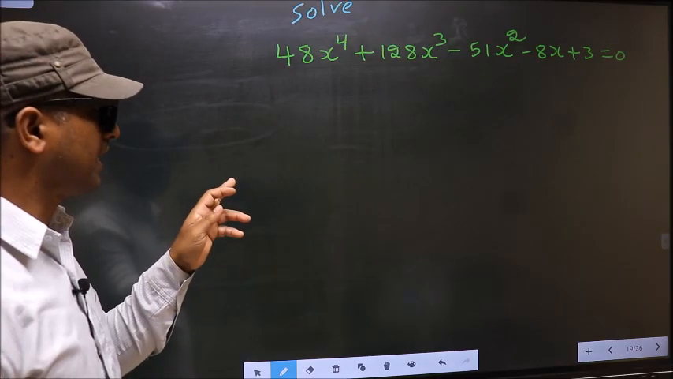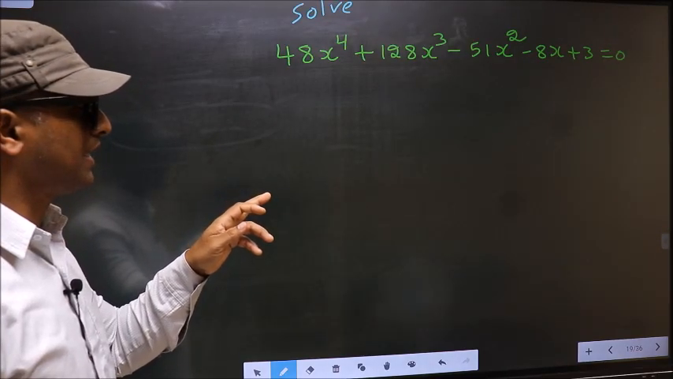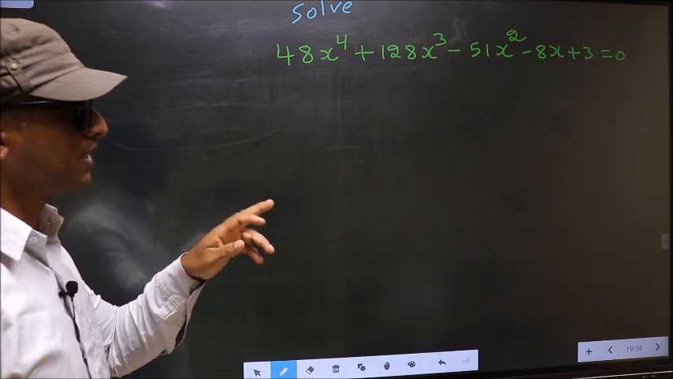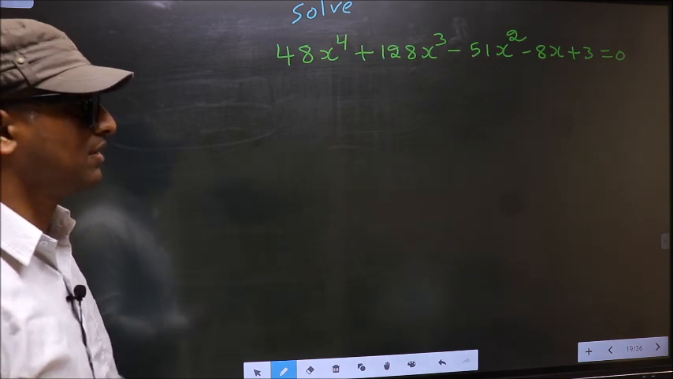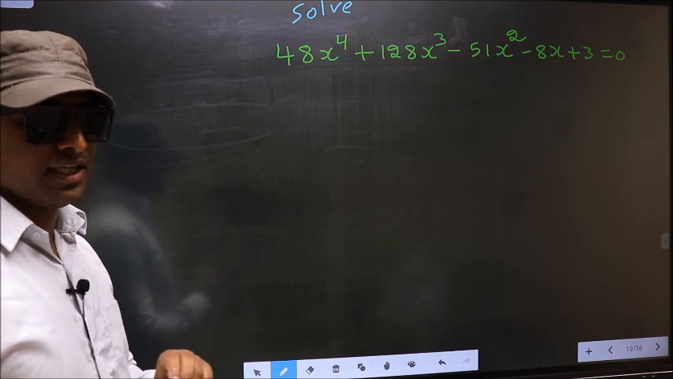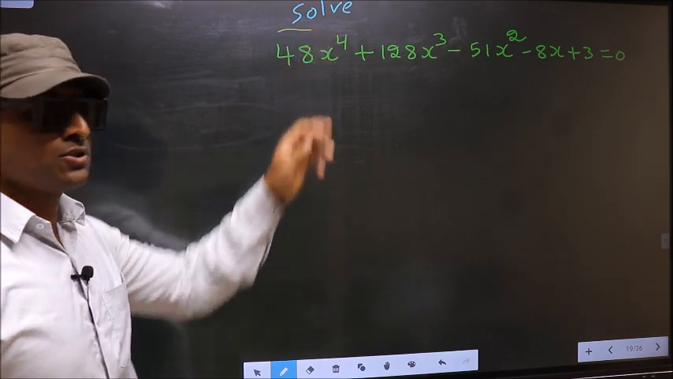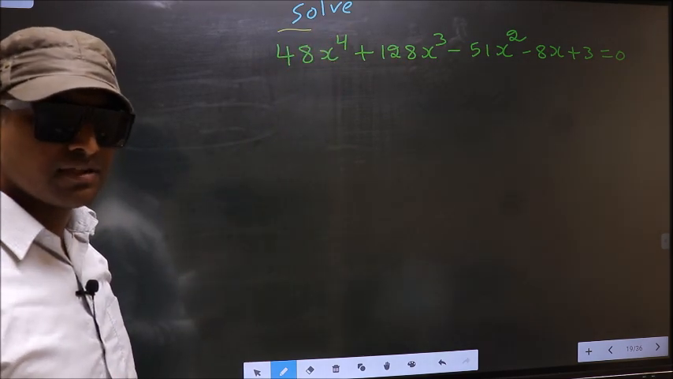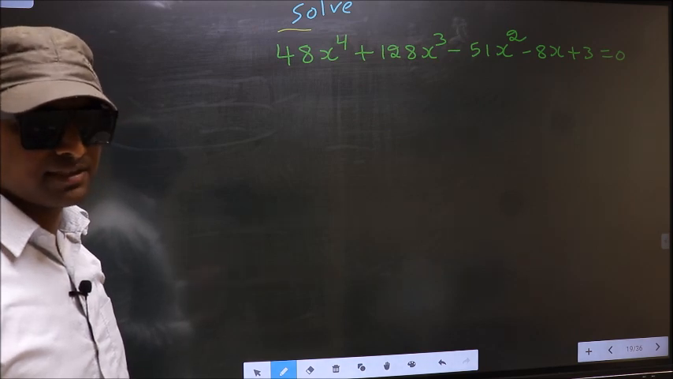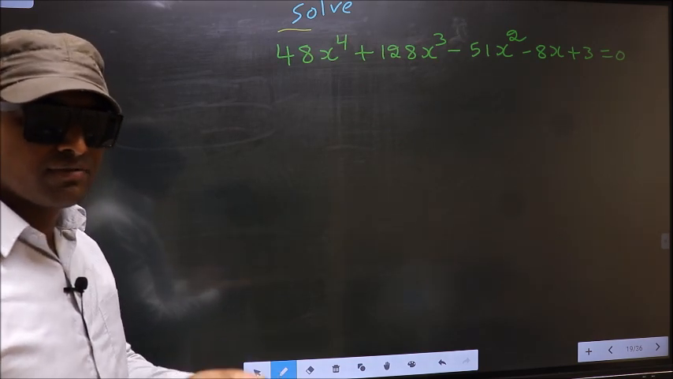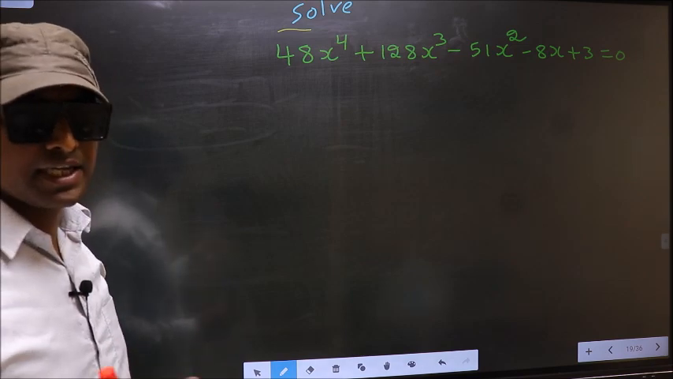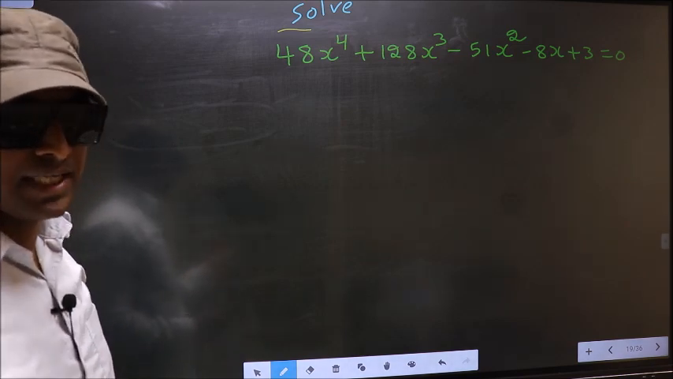Solve 48x power 4 plus 128x cube minus 51x square minus 8x plus 3 equal to 0. Here they told us to solve, which means we should find the values of x. For that, first we should rearrange the given equation. What I mean is, see.